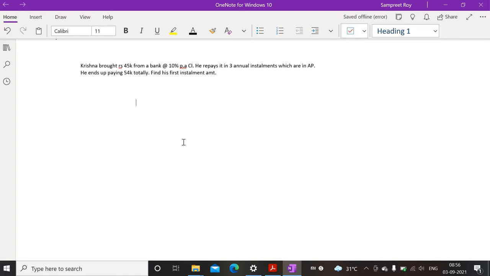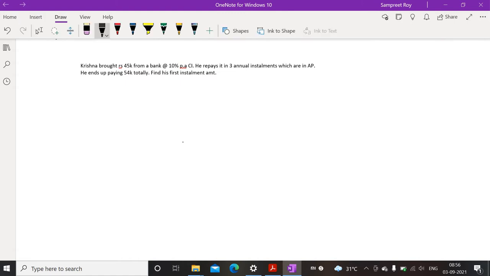So, Krishna borrowed 45,000 from a bank at 10% compound interest. He repays it in 3 annual installments which are in AP. He ends up paying 54,000 totally. Find his first installment amount.